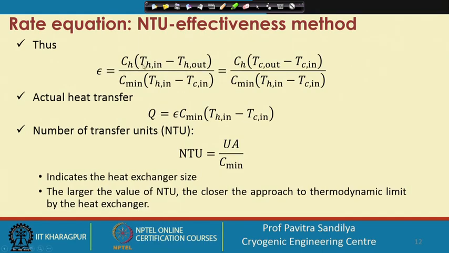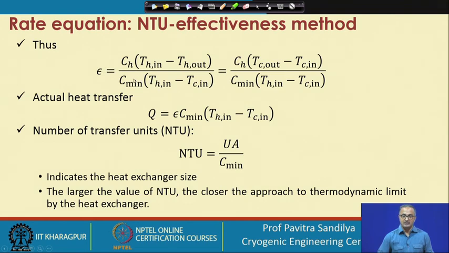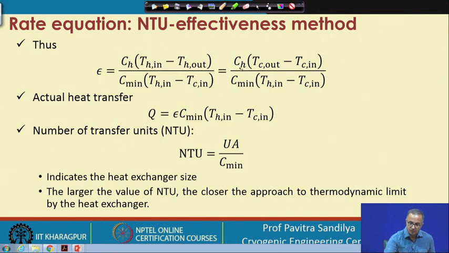Now once we know this, we find this epsilon in these two terms. If the hot fluid is determining the C min, then this is the way we write it, and if the cold fluid is doing it, then we write it in this fashion. So here is a small correction, that it will be for the cold fluid. The actual heat transfer is calculated by taking this equation: with the maximum possible heat transfer we multiply the effectiveness factor to get the actual heat transfer.